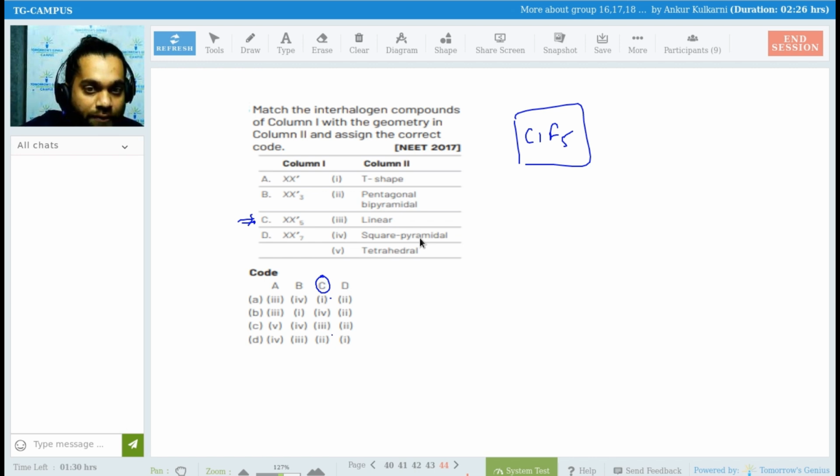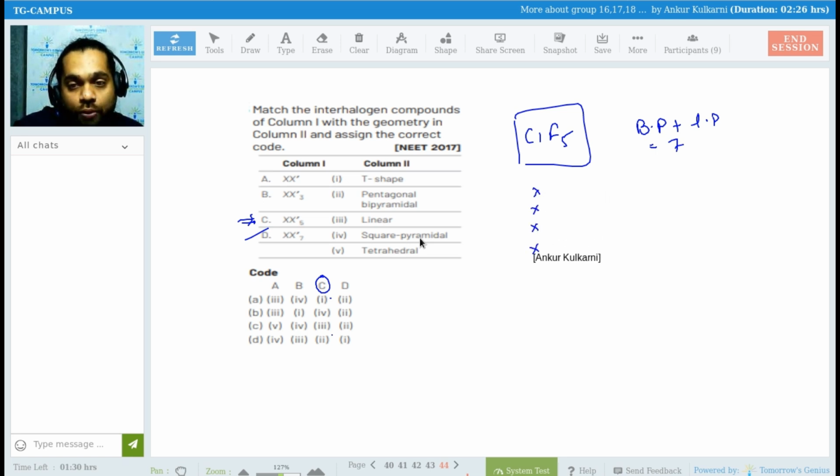Will it be pentagonal bipyramidal? 6 is what? Octahedral, no? So when we do octahedral, first write all the elements on the equatorial bond, then you go to the axial bond. How did you get pentagonal bipyramidal? PBP you get if your bond pair plus lone pair is 7. That's your XX7. But over here, ClF5, how will I do it?